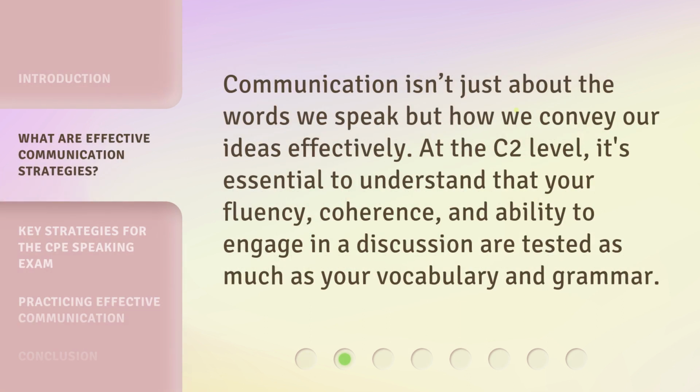Communication isn't just about the words we speak but how we convey our ideas effectively. At the C2 level, it's essential to understand that your fluency, coherence, and ability to engage in a discussion are tested as much as your vocabulary and grammar.